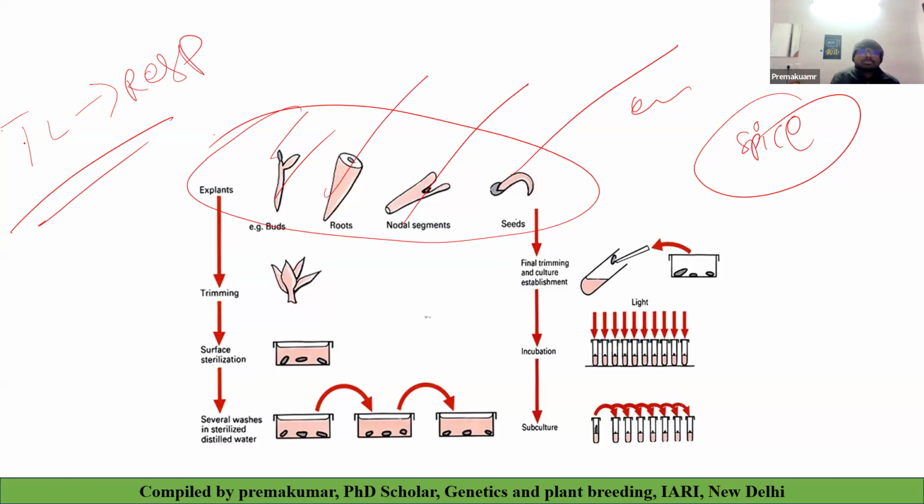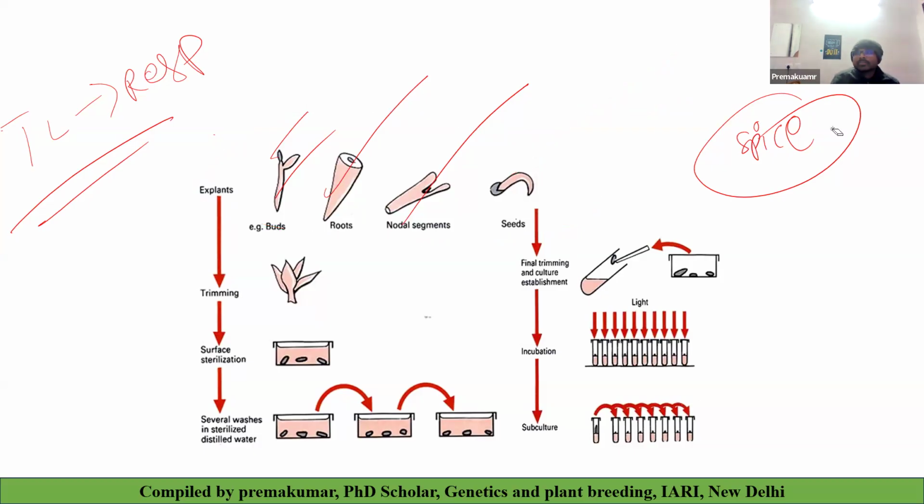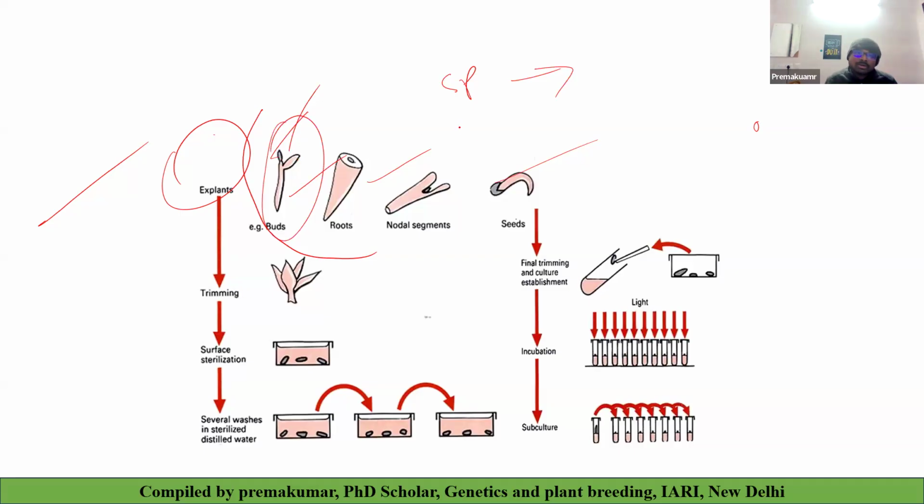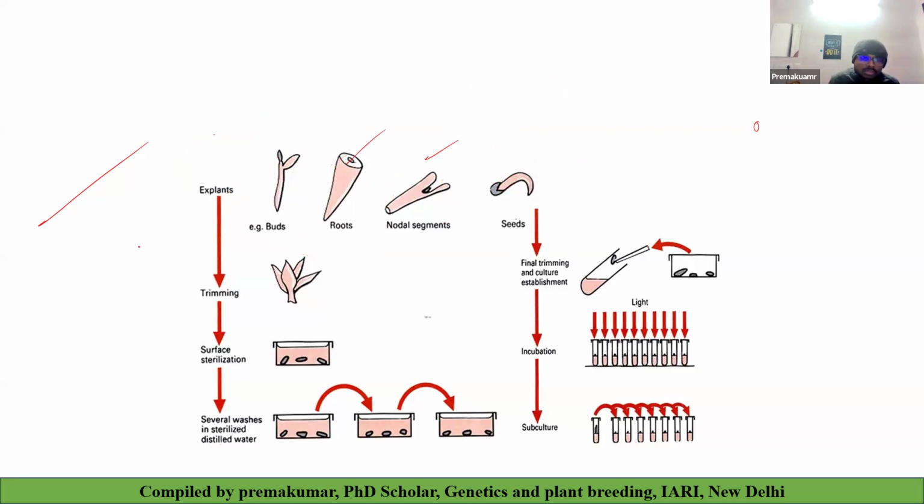Based on the tissue culture responsiveness or totipotency, you have to standardize the media. That is another thing. First, there is a term called the explant. You have to choose an explant based on the species. For example, in tomato, buds are very responsive for tissue culture. In mung bean, nodal segments may be very responsive. You should remember which explant you are using for tissue culture. Then you have to go for trimming, cutting neatly, and you should surface sterilize.